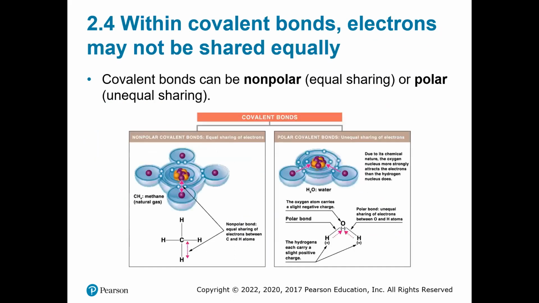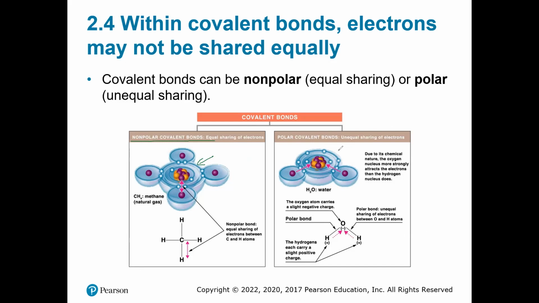Now sometimes in a covalent bond, they don't share the electrons equally, and sometimes they do. It's kind of like symmetry almost. Methane gas is CH4. Here's the carbon in the middle, and the 4 hydrogens are symmetrical around it. So they're nonpolar, and the electrons are shared equally. That's a nonpolar covalent bond.